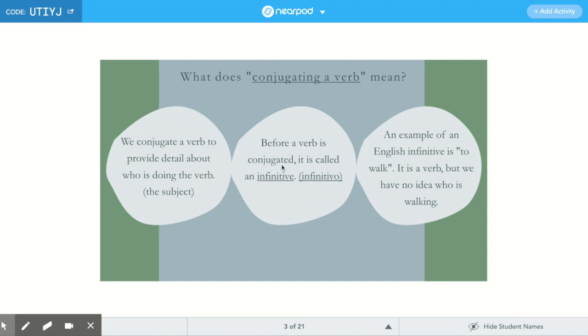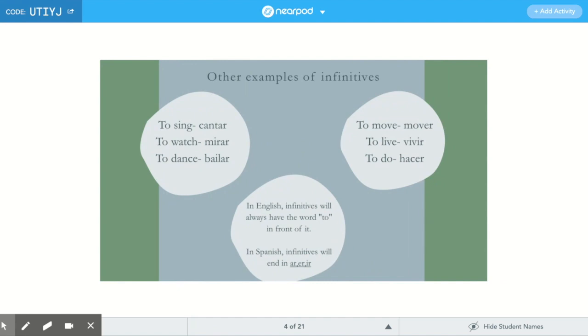Before a verb is conjugated, it is called an infinitive, or in Spanish, en español, se llama infinitivo. An example of an English infinitive is to walk. So to walk is a verb, but we have no idea who is walking because we have not conjugated it yet. We don't know who the subject is. Some other examples of infinitives in English y igual en español: to sing, cantar, to watch, mirar, to dance, bailar, to move, mover, to live, vivir, to do, hacer.